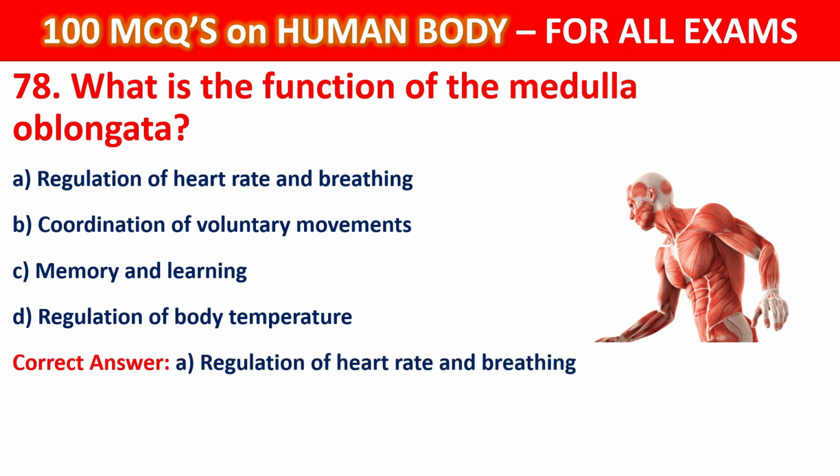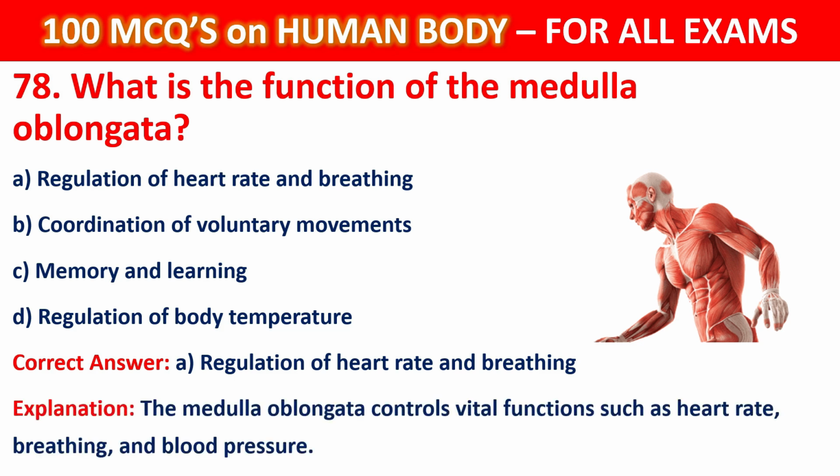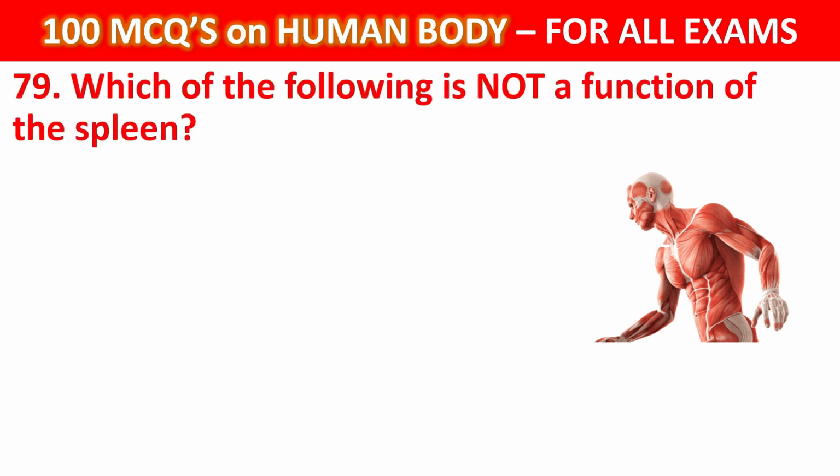The correct answer is A, that is regulation of heart rate and breathing. The medulla oblongata controls vital functions such as heart rate, breathing, and blood pressure. Question number 79. Which of the following is not a function of spleen?